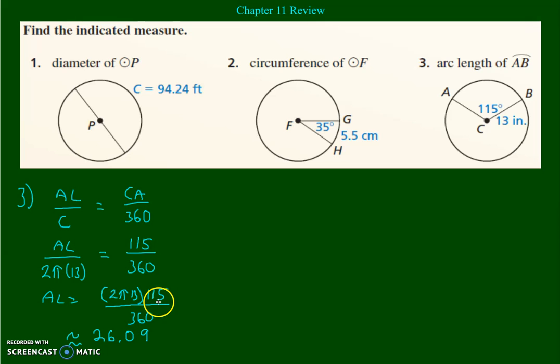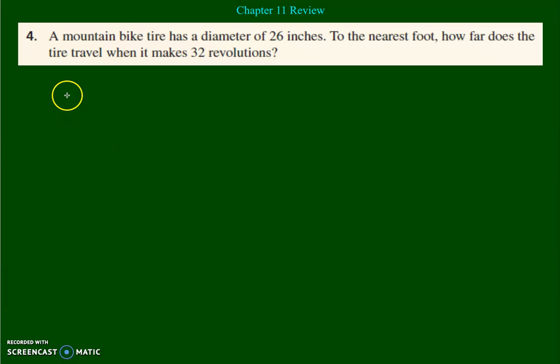Alright, let's move on to problem 4. In problem 4, we're given a situation. A mountain bike tire has a diameter of 26 inches. To the nearest foot, how far does the tire travel when it makes 32 revolutions? Well, I have to draw some pictures because I need to see what's going on here and get a little visual representation. So let's try to draw a tire in here.